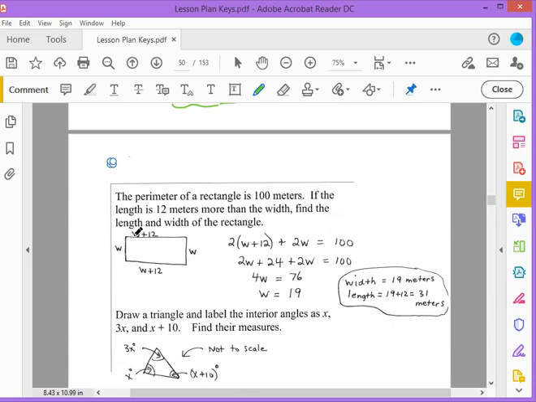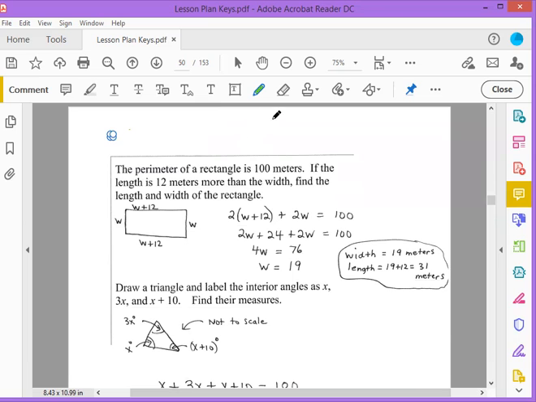All right, the perimeter of a rectangle, so we have a rectangle here, is 100 meters. So we're given that information. The perimeter is 100, so equals 100. If the length, the long side, is 12 meters more than the width, we don't know what the width is, so we use W to represent the width. And that length is 12 units more, so W plus 12, this is our length.